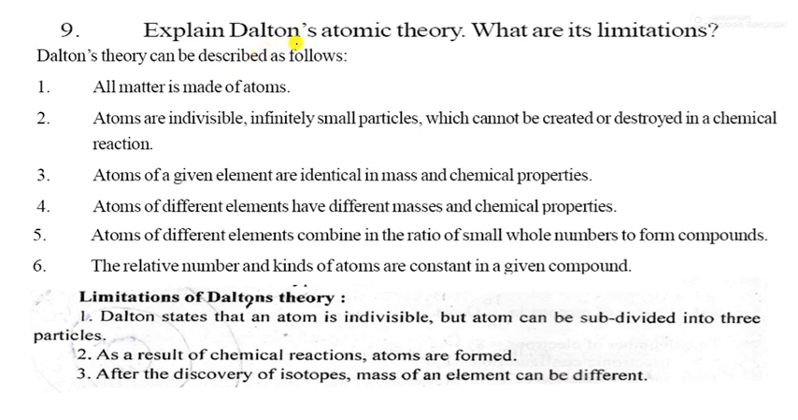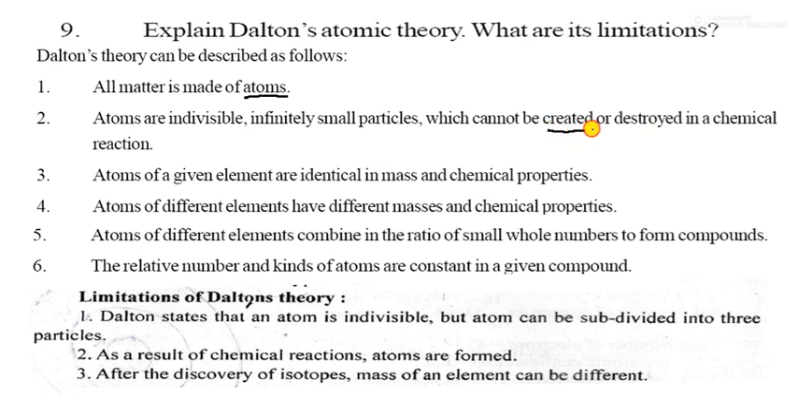Now the Dalton theory was given in this way. Dalton theory can be described as follows: all matter is made of atoms. That means everything is made up of small particles, and those particles are called atoms. Atoms are almost invisible, infinitely small particles. They cannot be seen by naked eyes. They cannot be created or destroyed in a chemical reaction.